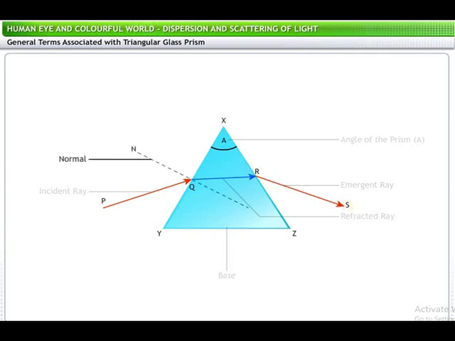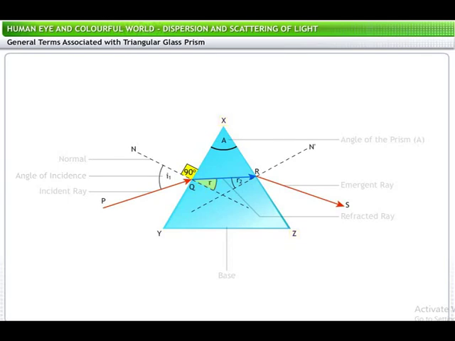Normal is the imaginary line drawn perpendicular to the surface at the point of incidence. The angle formed between the incident ray and the normal at the point of incidence is known as the angle of incidence. Thus, here, angle I1 is the angle of incidence on the face represented by XY. Similarly, angle R2 is the angle of incidence on the face represented by XZ.